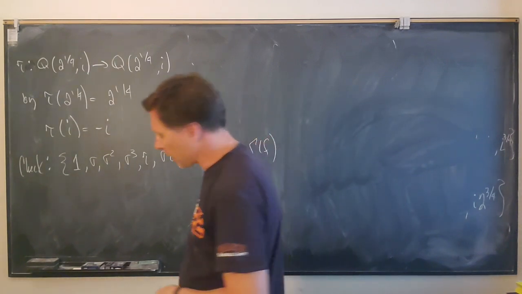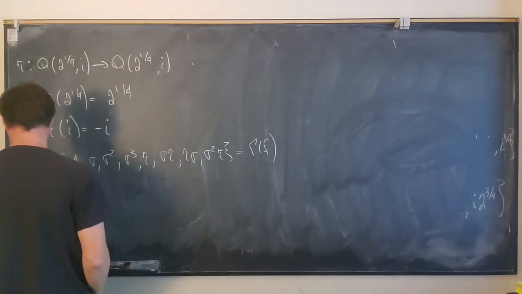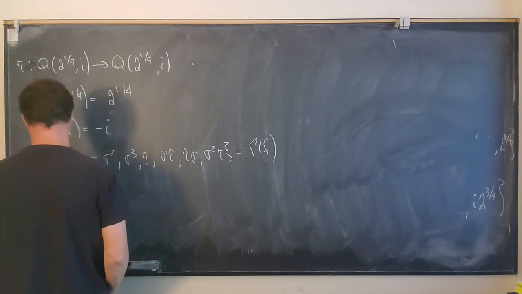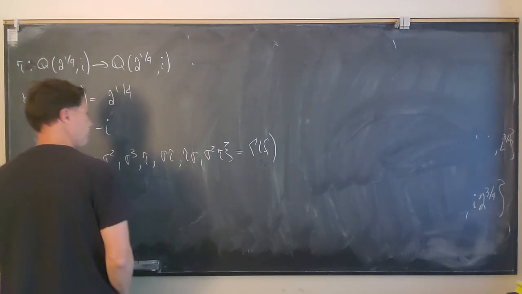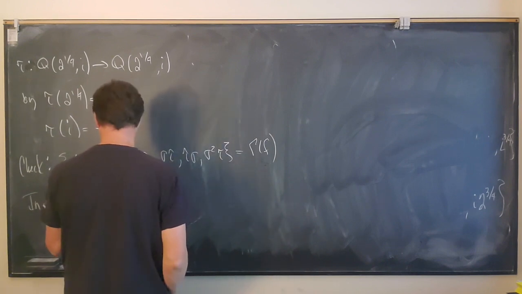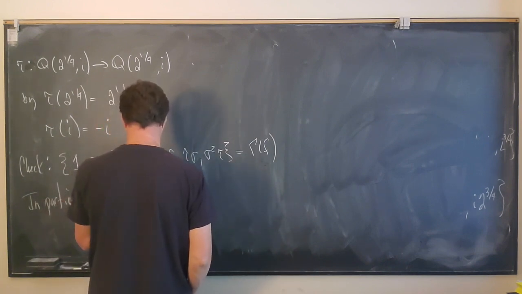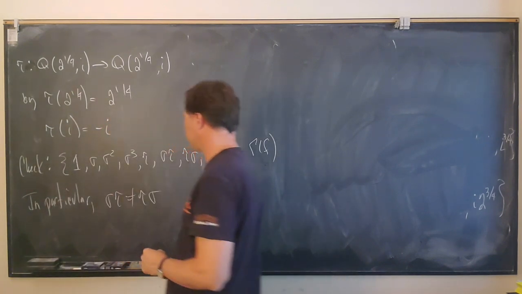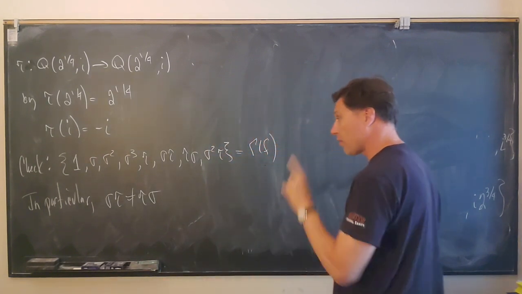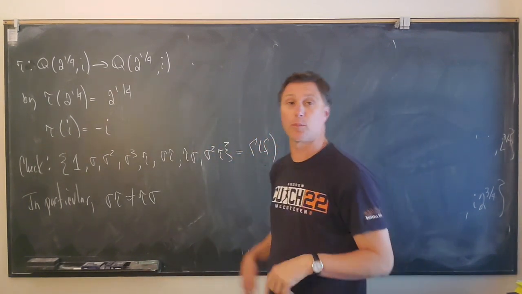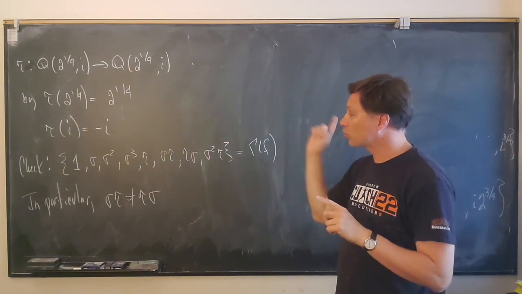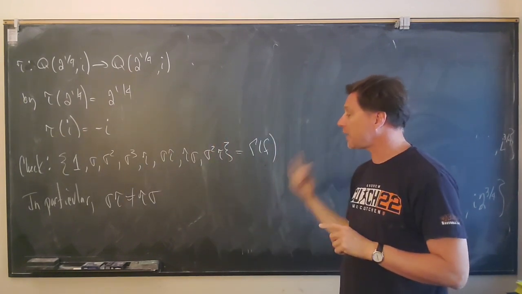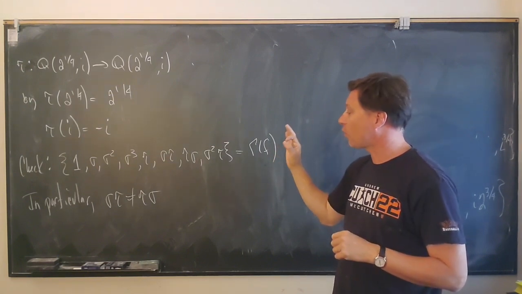So now, in particular, sigma tau is not equal to tau sigma. Okay, so that tells us that it's a non-abelian group, which means we can cross those first 3, the abelian choices, off the list. So this group here has to be equal to, or isomorphic to, either D4 or Q.